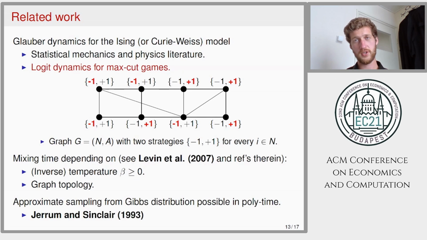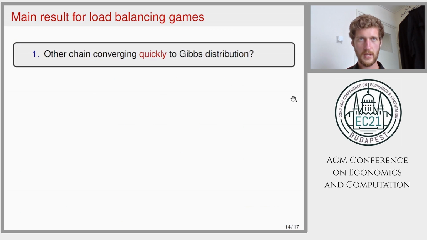These questions are also partially inspired by questions that have been studied mostly in the statistical mechanics and physics literature. In particular, there's a close relation to the so-called Glauber dynamics for the Ising model, which also have a natural interpretation as logit dynamics for so-called max cut games. I'll not elaborate on this slide anymore, but I added it here for completeness.